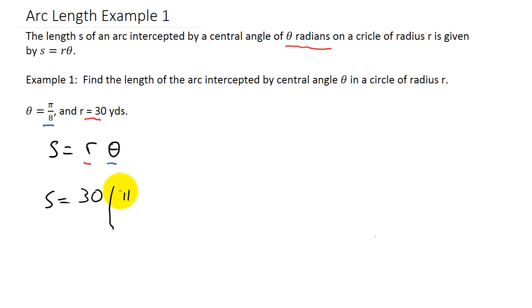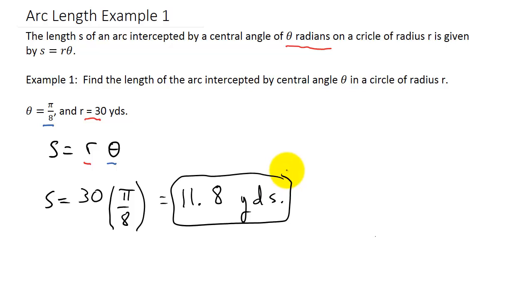So we get the arc length is equal to the radius of 30 times pi over 8 times theta. And when we punch this into our calculator, we get 11 point, and we'll round it to 1 decimal, 11.8 yards. Okay.